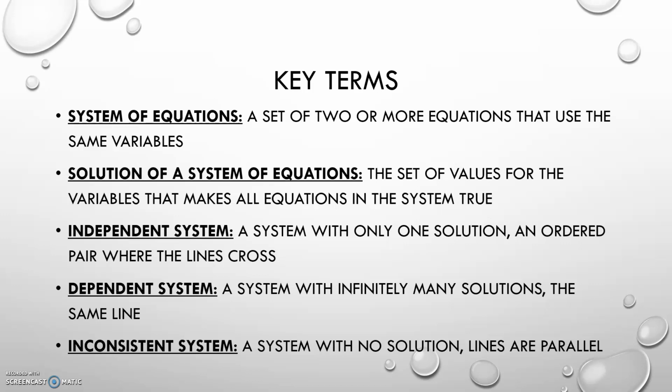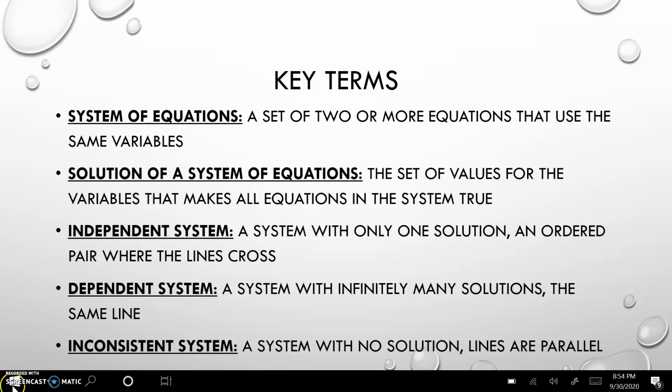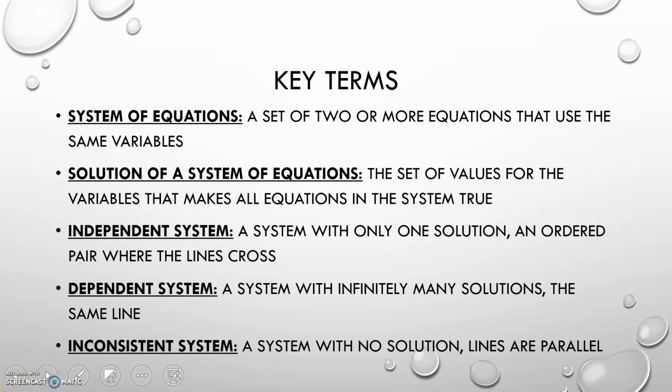use the same variables. So they could both use x and y, they could both use a and b. We'll even look at some problems that use three variables, but they have to use the exact same variables. A solution for a system of equations is any set of values, an ordered pair for example, that makes all of the equations in the system true.